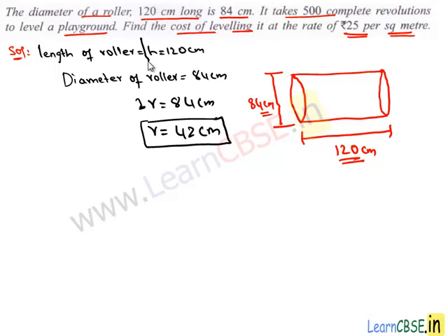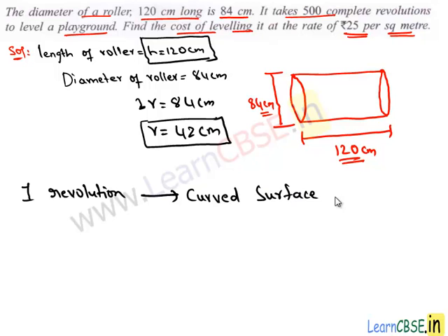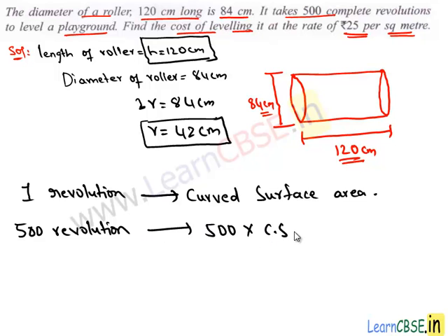To find the cost, we are given that the roller takes 500 complete revolutions to level a playground. We know that for one complete revolution of the roller, the surface area covered by the roller is the curved surface area of this roller. And to calculate the area covered by this roller to level the playground, we take 500 revolutions. So in 500 revolutions, the area covered by this roller is 500 times its curved surface area.